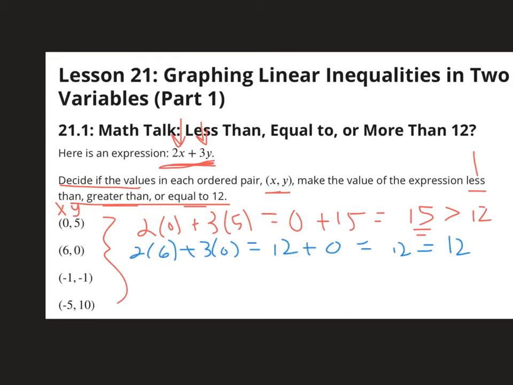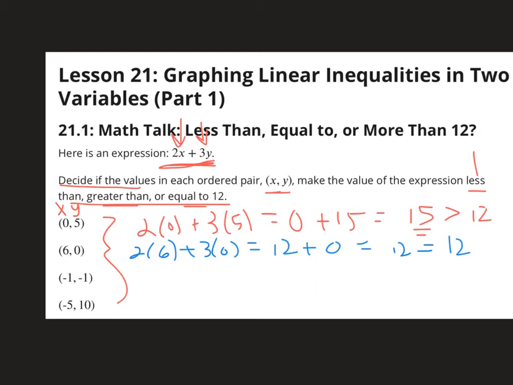Next one we have up, I already kind of pre-wrote it, right? So 6 is our x, 0 is our y. So 2 times 6 plus 3 times 0 is going to give us 12 plus 0, which is 12, which is equal to 12. At this point, I think you should press pause, do the last two on your own, make a decision, and then unpause and check your answers against mine. Press pause now. No peeking.